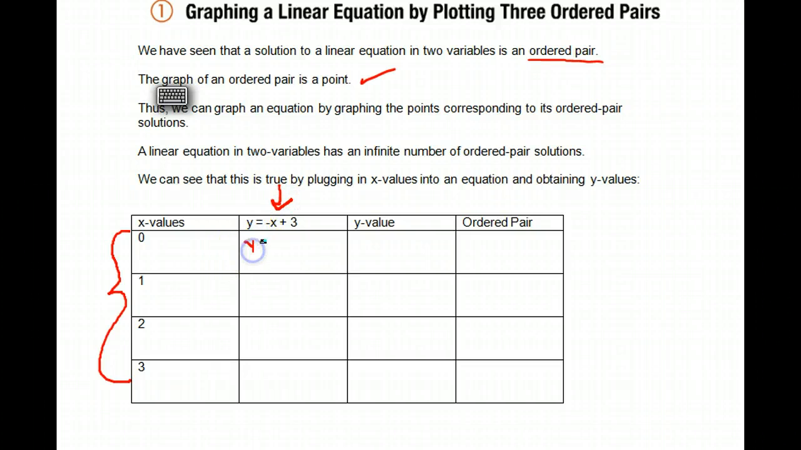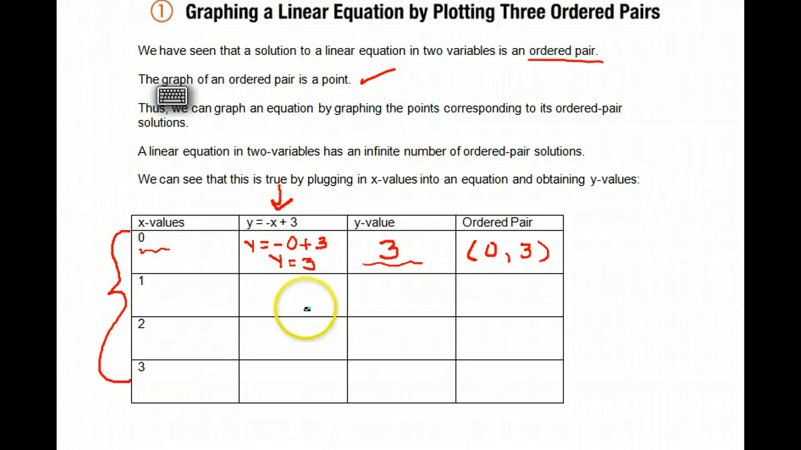So we're going to take y equals negative 0 plus 3. We simplify that down. Obviously, this should equal 3. So the y value is 3, and the ordered pair is (0, 3). That comes from the x value and the y value. We're going to repeat this process for each one of the x values that we were given. So we're going to plug in 1. y equals negative 1 plus 3, so that would equal 2. So that means my y value is 2. The ordered pair is (1, 2).